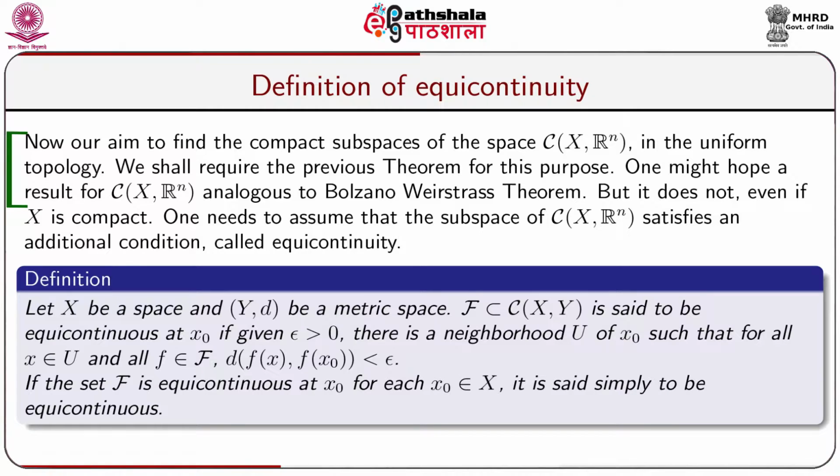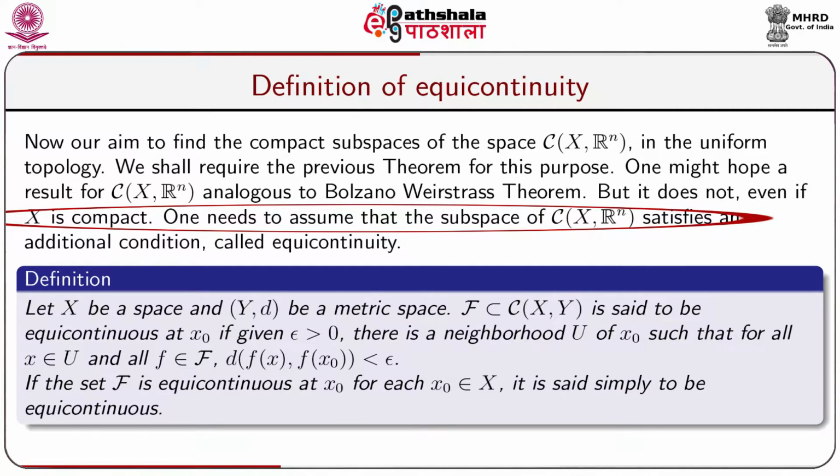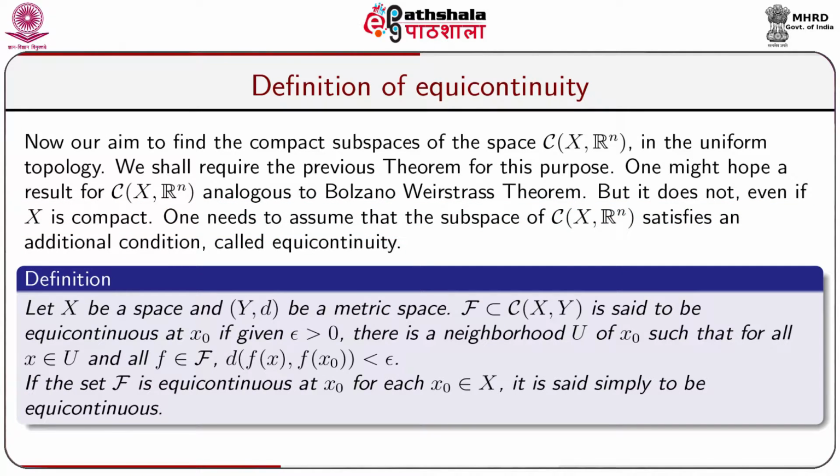One might hope for a result for C(X,R^n) analogous to the Bolzano-Weierstrass theorem, but it does not hold. Even if X is compact, one needs to assume that the subspace of C(X,R^n) satisfies some additional condition, which is in fact equicontinuity. So let us start with the formal definition of equicontinuity.